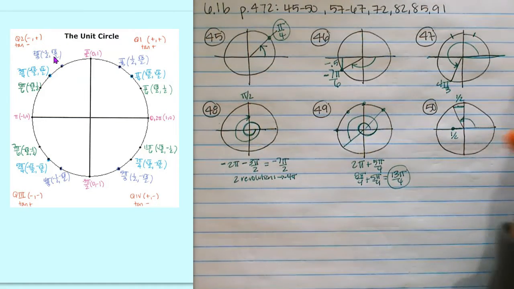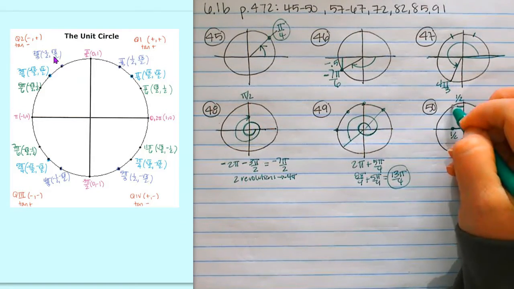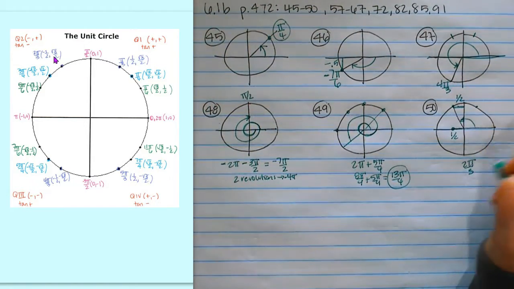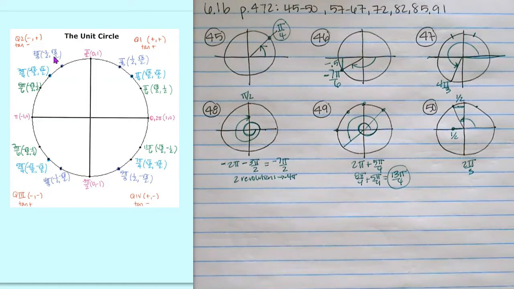So this is 1 pi over 3. This is 2 pi over 3. I'll just write it down here. 2 pi over 3 for number 50. So drawing those is really important, and being able to think about whether you're going up or down, how many times you go around the circle.